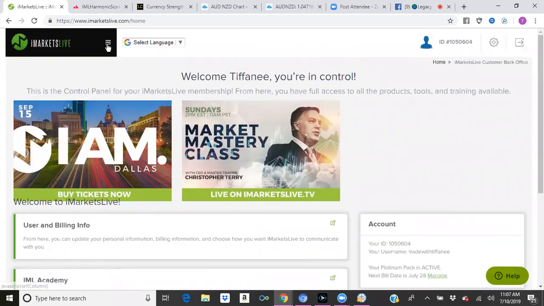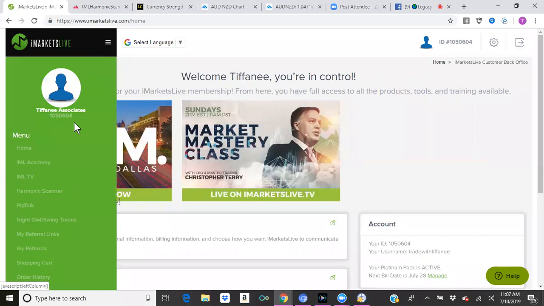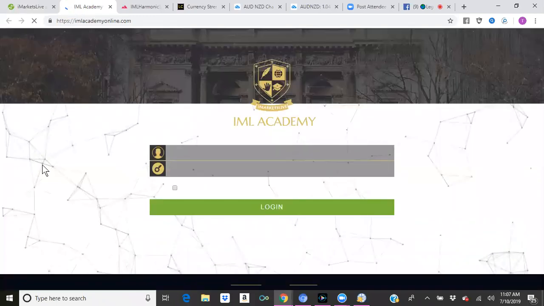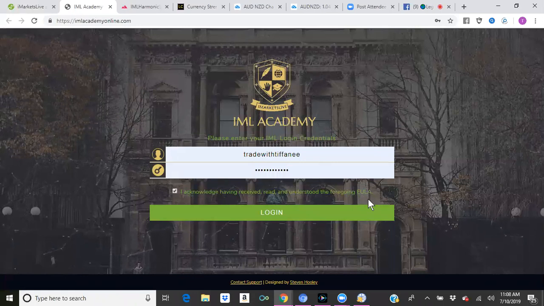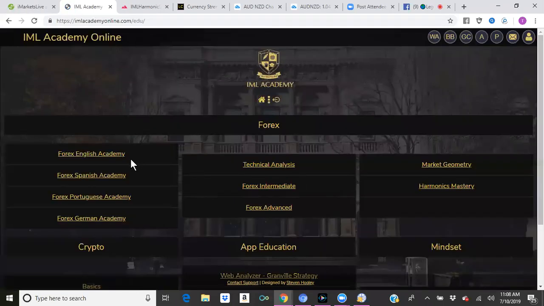So up here, we're going to come to the menu on the left-hand side. Go ahead and click that. You have the home page, IML Academy. You can go ahead and click on that. Enter the same username and password. You do have to also click I acknowledge having received, read, and understood the foregoing EULA. Okay? I don't know what EULA means, but we're going to roll with it. So, as a new student, you want to be inside of Forex English Academy.